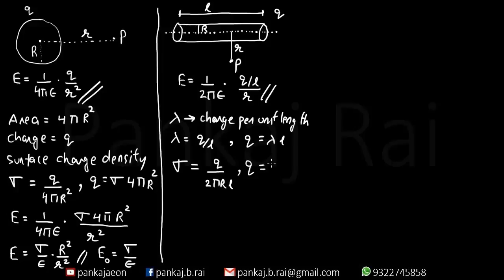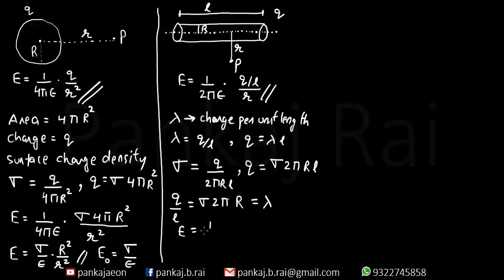So I can say that q is sigma 2 pi rl, or I can say that q by L, which is charge per unit length, is sigma 2 pi r, and charge per unit length is also said to be lambda. So let me substitute this q by L by sigma 2 pi r.